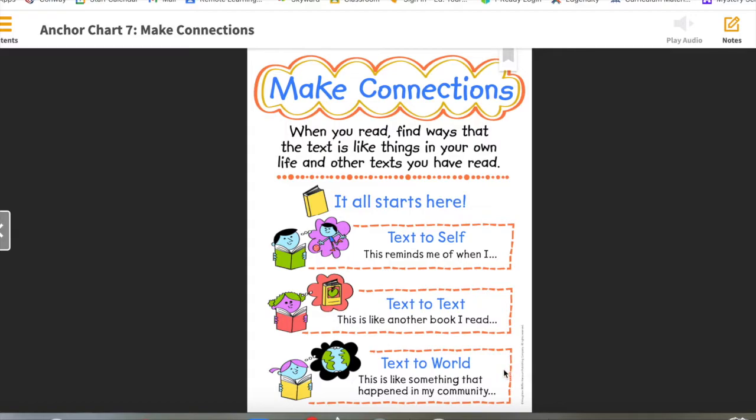And the last kind of connection you can make is text to world. That's when something in a story reminds you about something that happened in your community, or something you've seen on the news, or read or heard about in history.